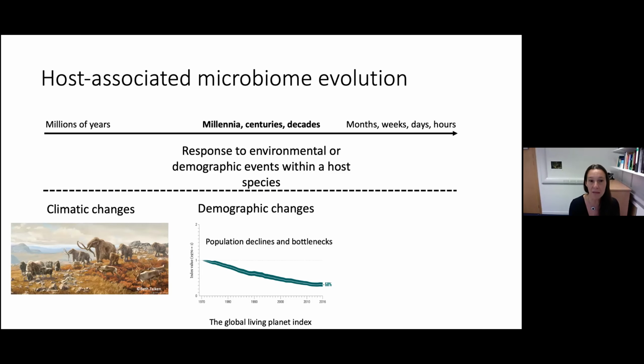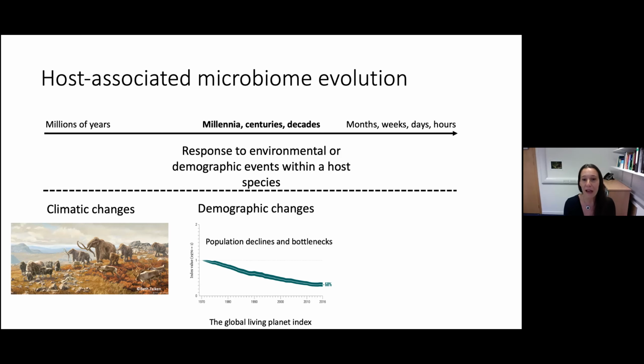Another interesting aspect is demographic change. Again, extremely relevant. We know that a vast majority of populations of wild organisms are declining and going through bottlenecks. So this graph is taken from the Global Living Planet Index, showing that populations of vertebrates are declining on average by about 70%, and this is over the time scale of the last 40 years or so. So how does demographic change impact host-associated microbiomes?